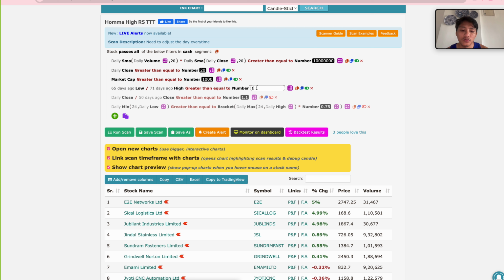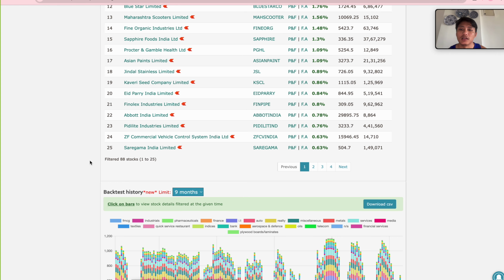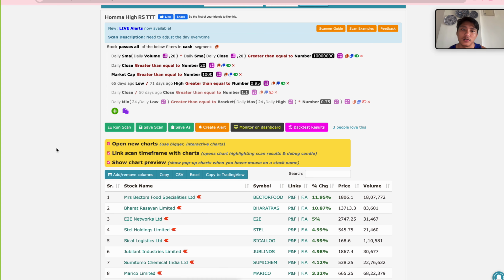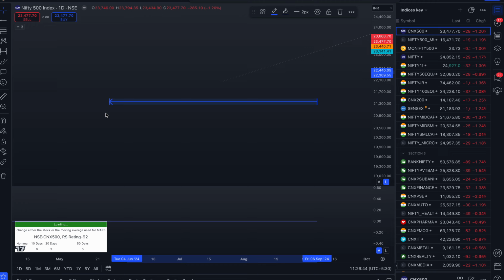Similarly, if the market fell 10%, but you want stocks that only fell 5%, you will have to write 0.95, and then you'll find a lot more stocks. So this is basically how you do it. Now let me also show the other one.